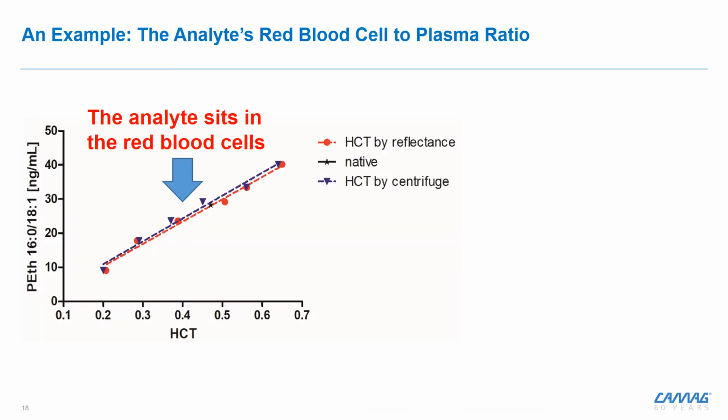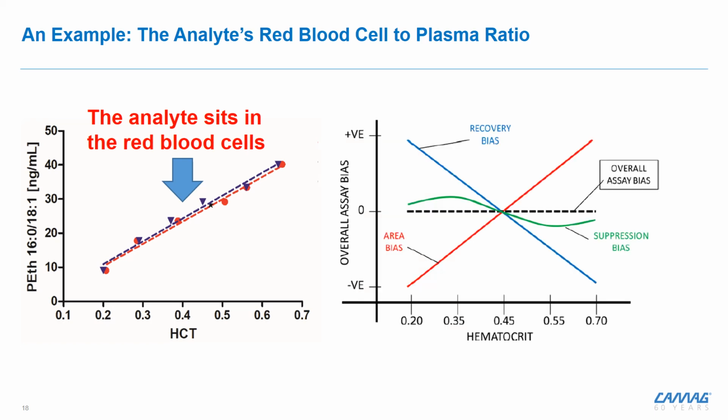If we now take a look at the results of the PEth measurement with the according hematocrit value, we can see a clear volume area bias. As the PEth sits in the red blood cells, the more red blood cells, the more hematocrit we have, the higher the signal we get. So this really reflects nicely this area bias which we saw beforehand. However, there's also an additional effect, which is the plasma to red blood cell ratio, which plays a critical role here.